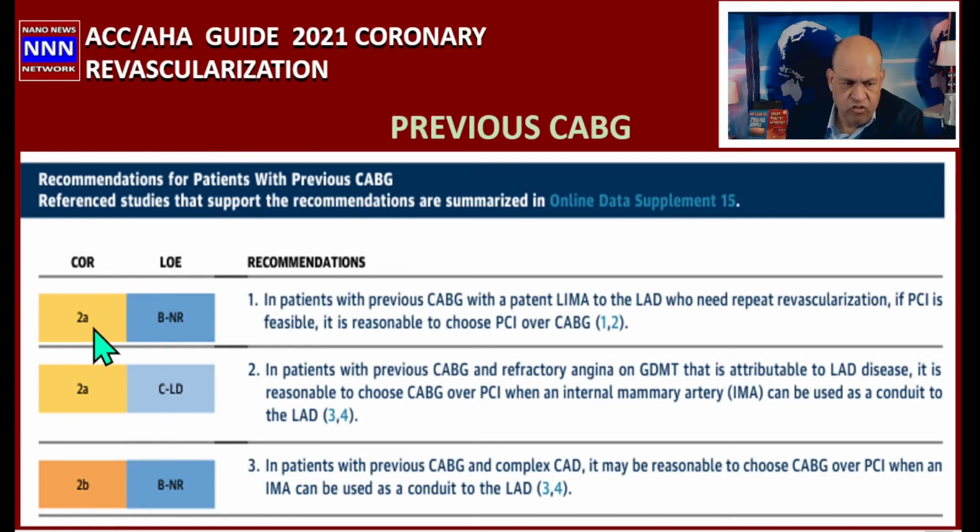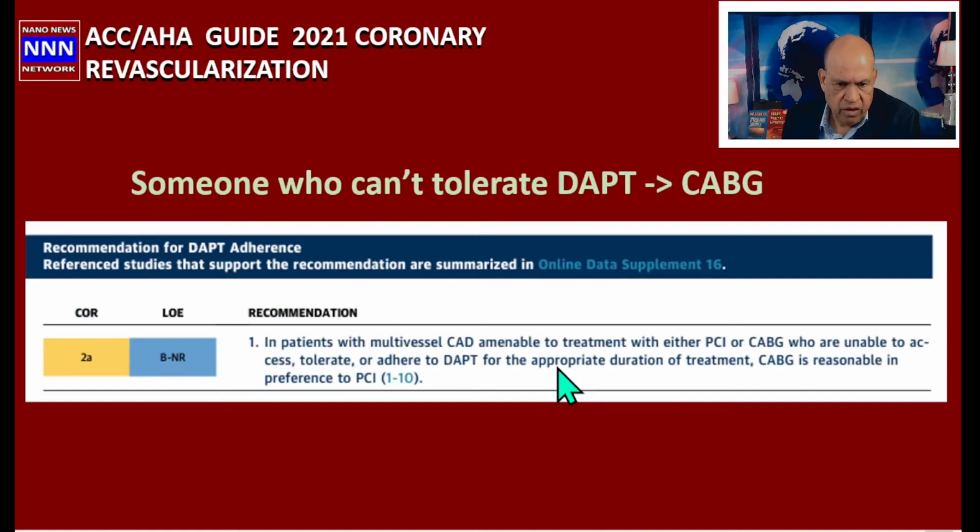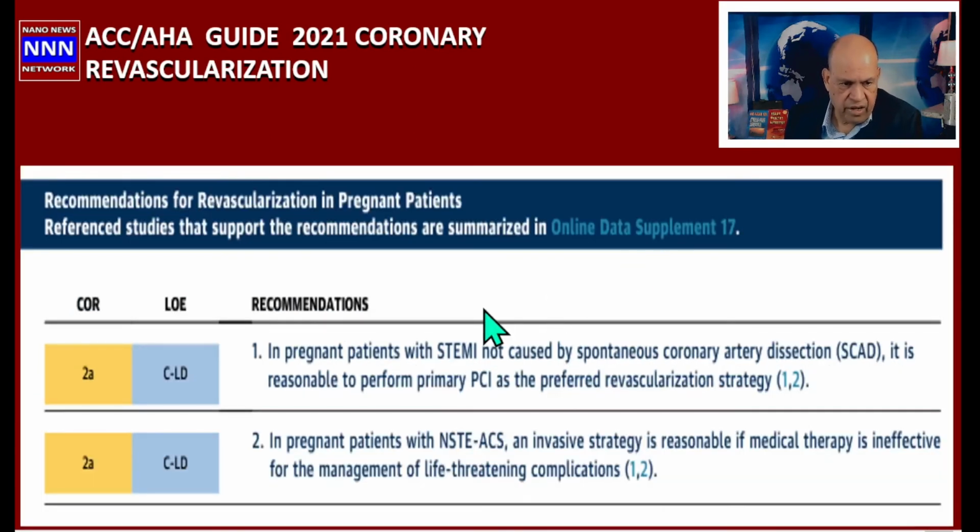And Class 2A is the only one in patients with previous CABG, in patients with LIMA to LAD who need repeat revascularization. If PCI is feasible, we can do a PCI of, like, a LIMA stenosis at the insertion, or consider re-CABG. For someone who can tolerate dual antiplatelet agents, CABG may be the alternative. All right, let's move on.